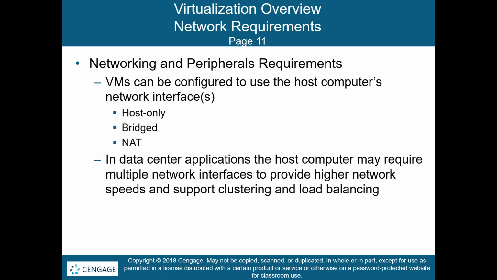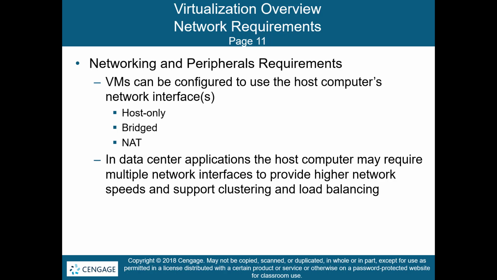Page 11 discusses networking and peripheral requirements. VMs can be configured to use the host computer's network interfaces, and there's a few different ways that this can be done on type 2 hypervisors. One is what's called host only, and this means that the virtual machine can only communicate with other virtual machines on the same host. It does not go out to the physical network card. Bridged allows the virtual machine to go out to the physical network using the network interface card and its own IP address.